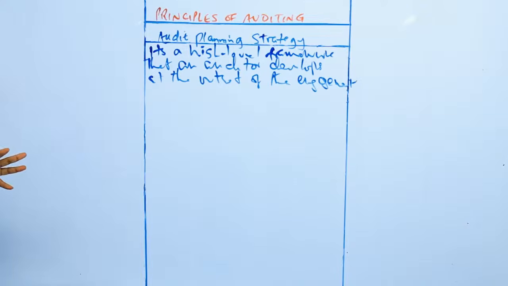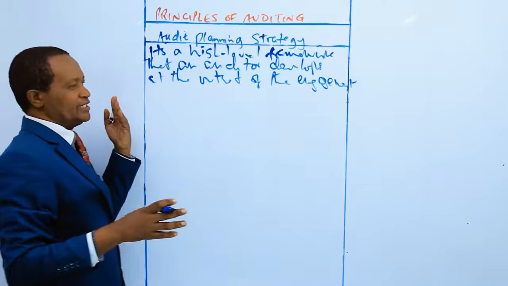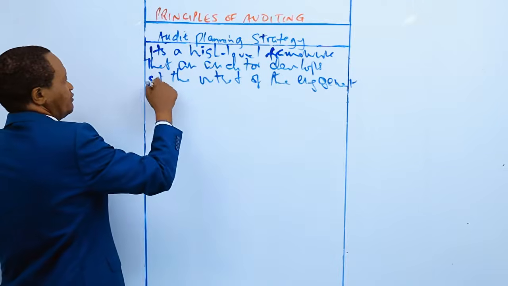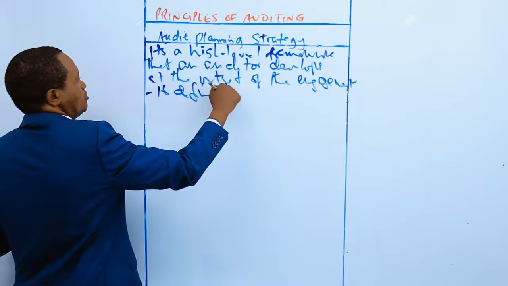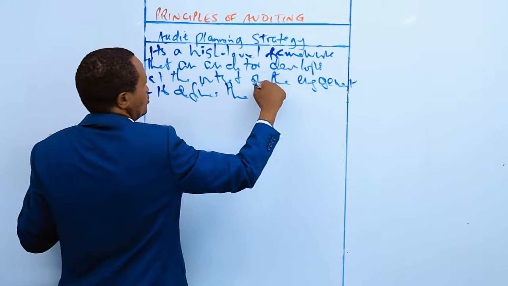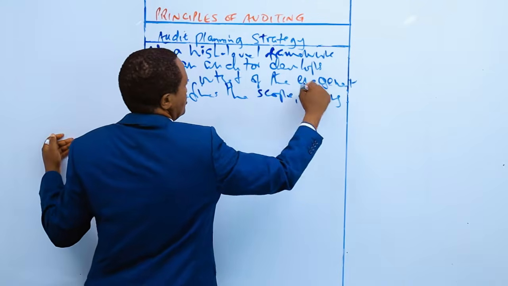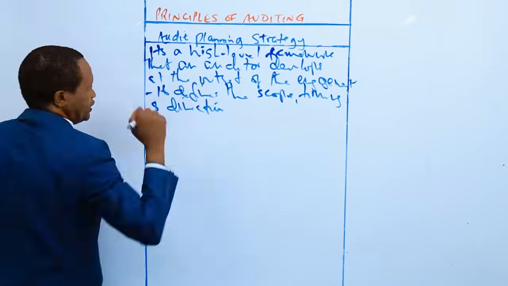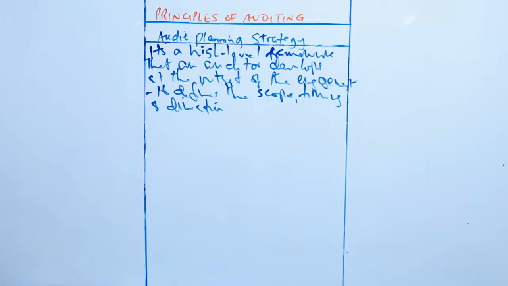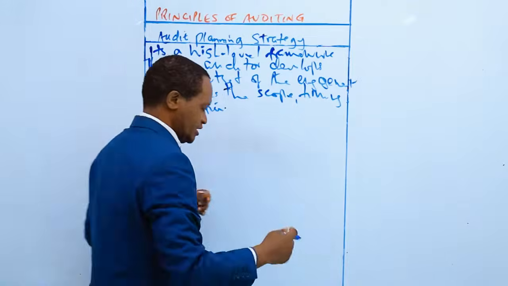It broadly outlines the scope, timing, and direction of the audit assignment. And this is a strategic approach that is designed to help the auditor effectively allocate resources to identify and assess risks. It also ensures a thorough and efficient examination of the financial records. And in essence, candidates, it is the auditor's game plan.